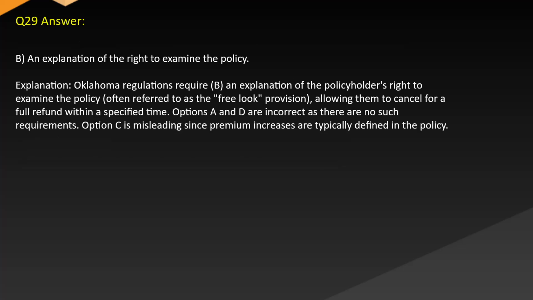Answer: B. An explanation of the right to examine the policy. Explanation: Oklahoma regulations require B, an explanation of the policyholder's right to examine the policy, often referred to as the free look provision, allowing them to cancel for a full refund within a specified time. Options A and D are incorrect as there are no such requirements. Option C is misleading since premium increases are typically defined in the policy.